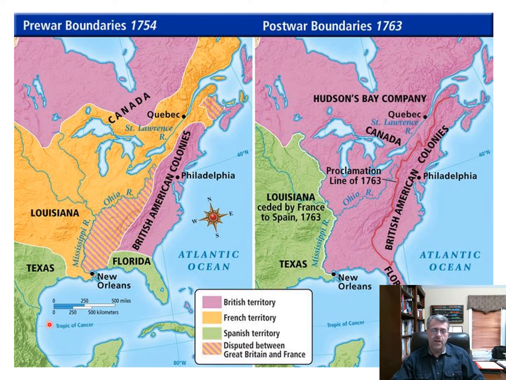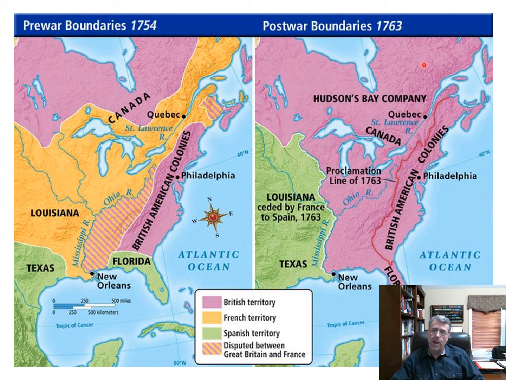And of course, we see Spain still controlling what is today Texas and Mexico, and of course, Florida belongs to Spain as well. At the end of the war, after the war is over and France loses, the map is going to look very different. Basically, France will give up all of their territory in North America. The Great Lakes and Ohio River, Mississippi River Valley, all that was going to be given to England.